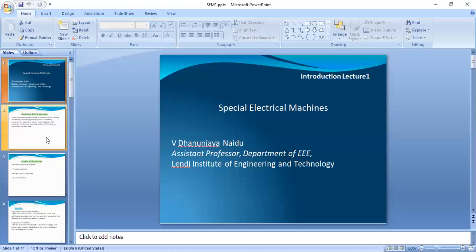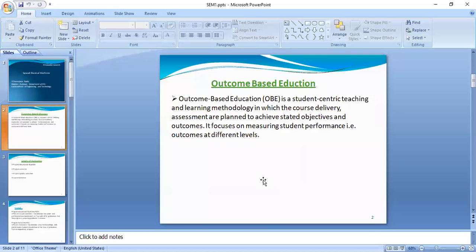They are not bothered about how many students get an opportunity at the end of the course. They are bothered about the number of students passing the course, or how many achieved a better percentage when they passed out. They expect only those things. But outcome based education is not like that. Outcome based education is a student centric teaching and learning methodology in which course delivery and assessments are planned to achieve the stated objectives and outcomes.